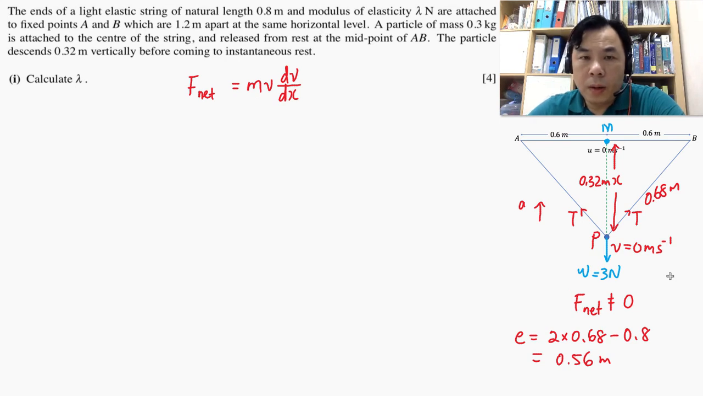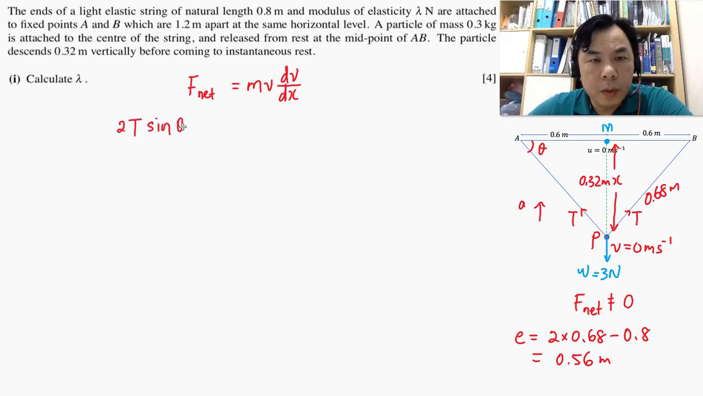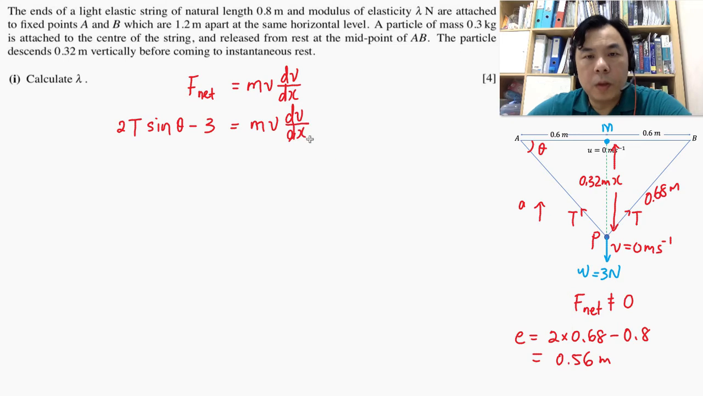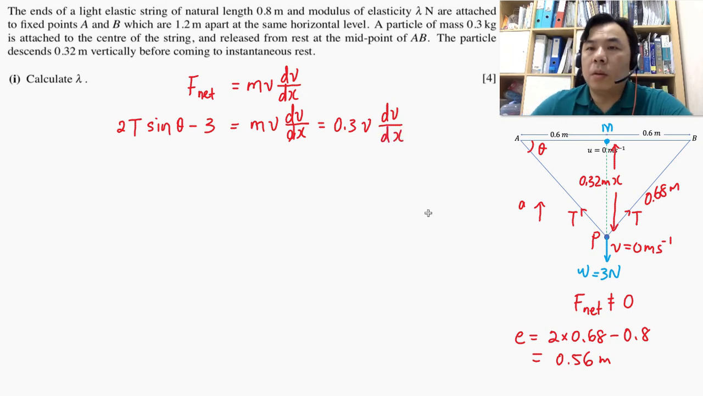By using Newton's second law, we can set up an equation and then solve for the velocity. The resultant force will be given by, maybe it's easier for me to label this angle as theta. We know that the particle is going to change direction and then accelerate upward. Therefore, we will have 2T sine theta, subtract off its weight component. Therefore, it will produce an acceleration. Because the mass is given as 0.3, that will be 0.3 v dv/dx. I hope that is clear.